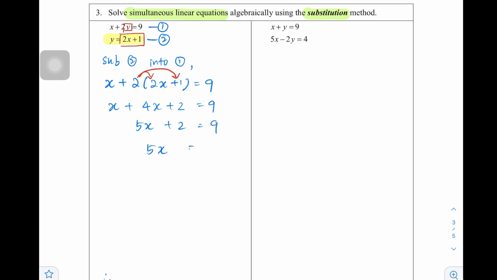So to find 5x, I will need to subtract 2 on both sides. So 5x is equal to 7. In order to find 1x, I would need to take 7 divided by 5. In other words, I am dividing by 5 on both sides. So my x is 1.4.